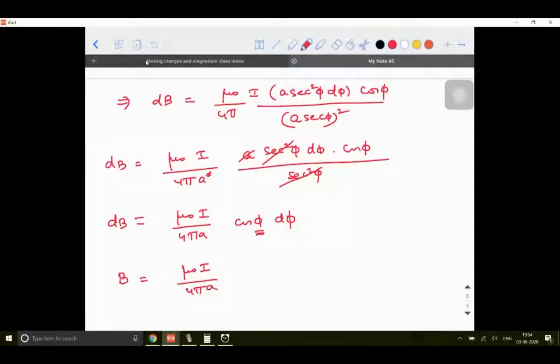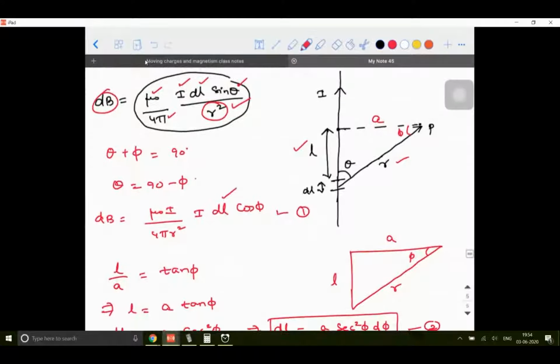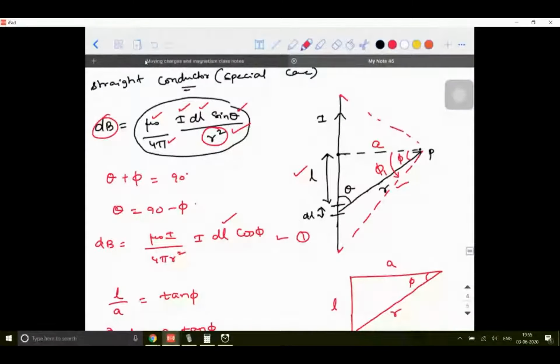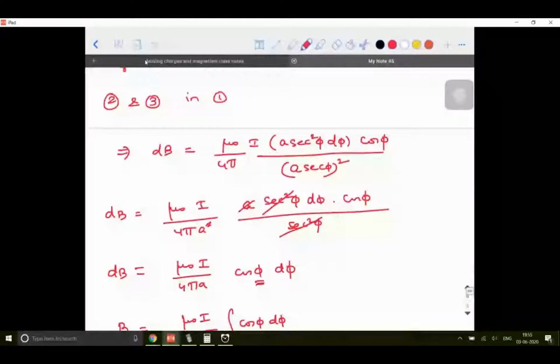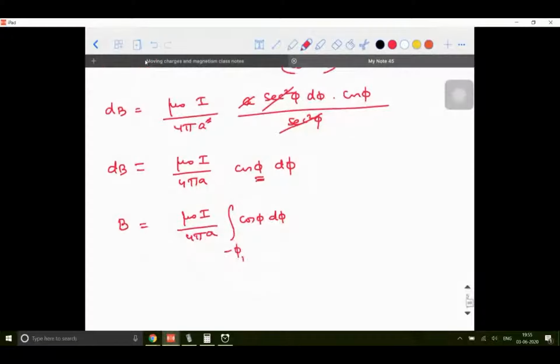So we'll get it as mu naught I by 4 pi a into integral of cos phi d phi. So what are the limits I need to take? If suppose this is the value of phi, since I told it's a finite length conductor, if it is here, this value will be phi 1. If it is here, then this value will be phi 2. So the values will go from minus phi 1 to phi 2.